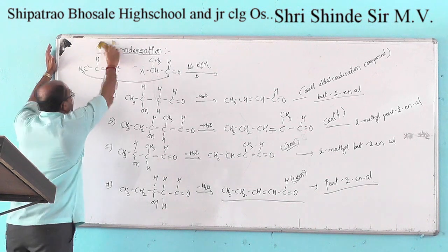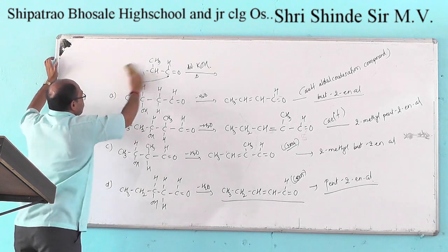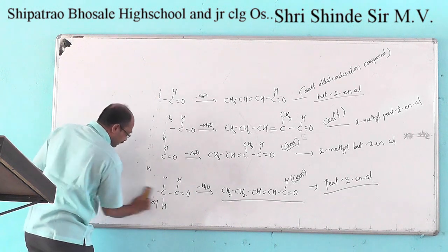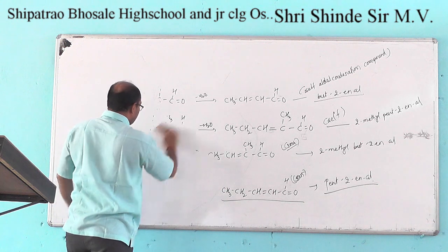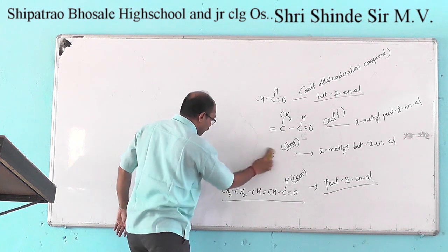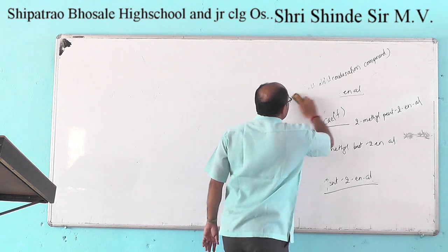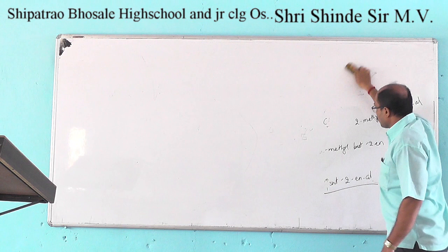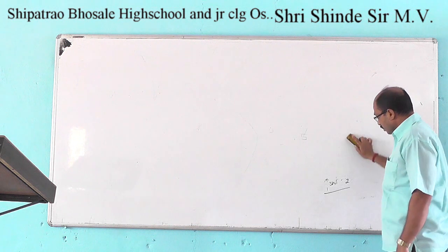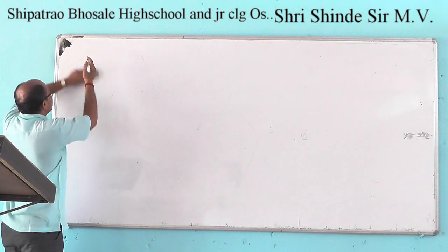The next reaction is the Cannizzaro reaction. The aldol condensation reaction is the reaction of those aldehydes or ketones which have at least one alpha hydrogen atom. Now the Cannizzaro reaction is of those aldehydes which do not have any alpha hydrogen.